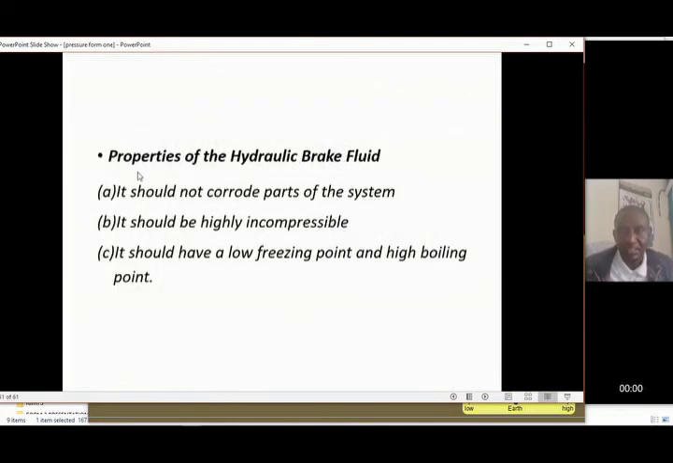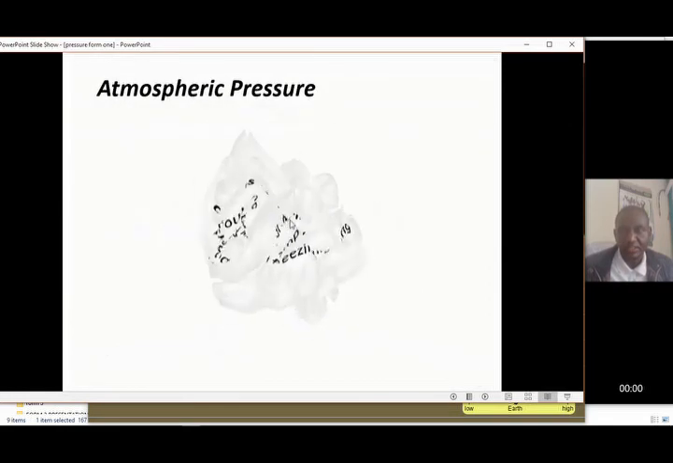What are the properties of the hydraulic brake fluid? It should not corrode parts of the system, and it should be highly incompressible. It should have a low freezing point and a high boiling point. Next time, we shall look at atmospheric pressure, and we want to stop there.